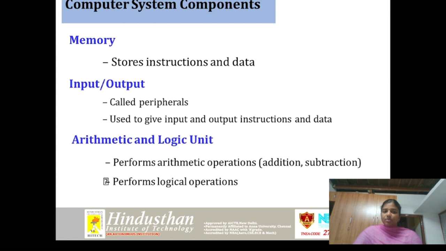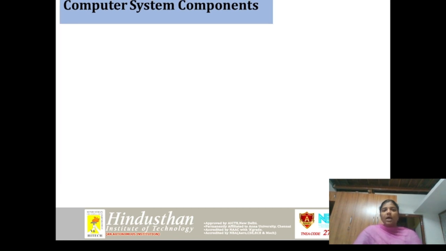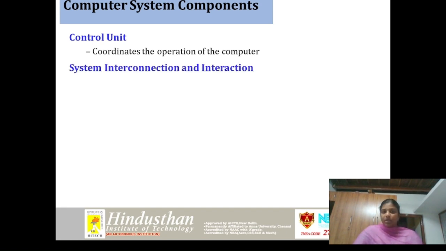It also performs logical operations like comparing two variables: greater than, less than, equal to. These things will be performed with the help of the logical operations. And the next one is the control unit. The control unit is used to coordinate the operation of the computer and the system interconnection and interaction.